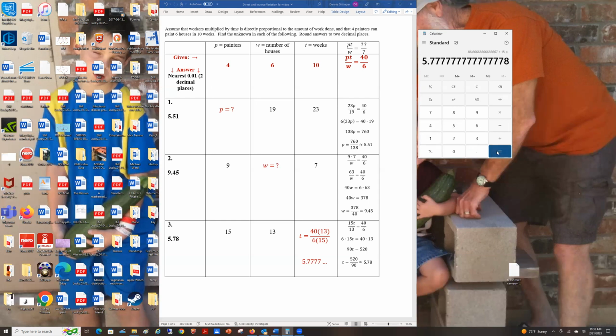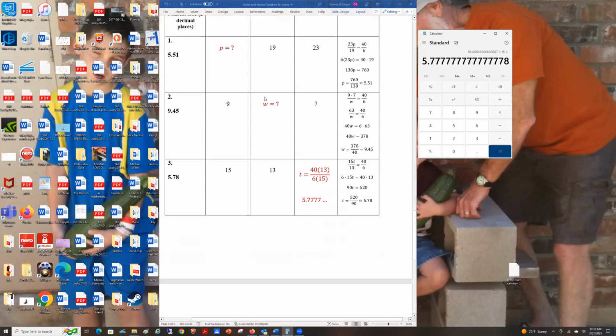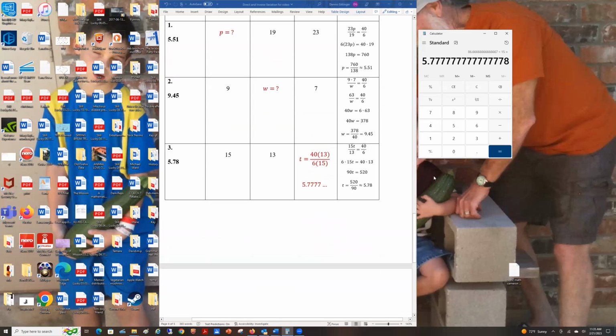And 5.7 repeating, which I've asked you to answer to the nearest 0.01, means 2 decimal places. Please pay attention to that on the test, because it's painful to me to take points off when you've done the right calculation. And some people ask me at the time of the test, what does it mean to round to 2 decimal places? Well, I'm not going to answer that question during the test. That's what we went through just now.